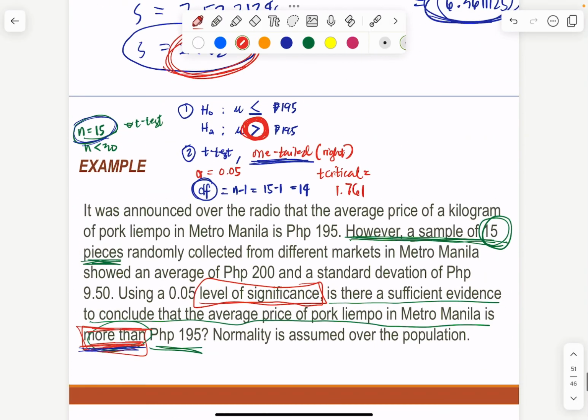1.761. Now, pwede na ta mag-decide or dili pa? Okay, that's right. Dili pa. Why? Because we still need our t value or t computed. That is in step number 3.